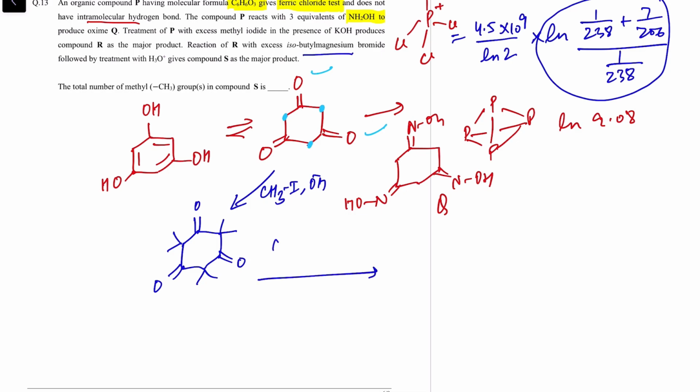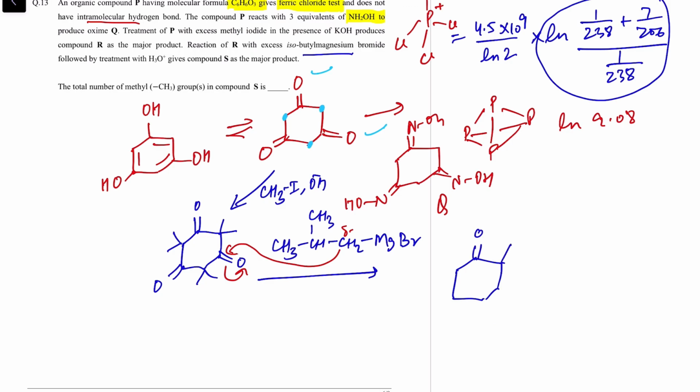Subsequently, the reaction of R with excess isobutyl magnesium bromide. Now, when you react this molecule with isobutyl magnesium bromide, this is a nucleophilic addition of Grignard reagent on carbonyl, right? So this attacks here and the pi bond breaks. And on subsequent hydrolysis, this gives you OH and this is CH2, CH and then CH3 and CH3.